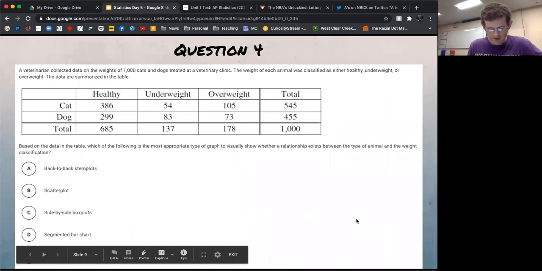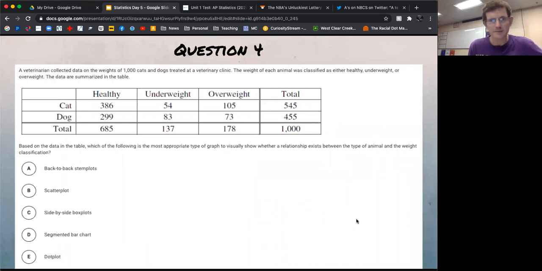Question 4, the only thing here, we don't even have to analyze this two-way table. We just need to figure out what the best display would be. And it's easy. You could go through and maybe convince yourself of everything here, but one thing to keep in mind is that two-way tables are just for categorical data. It's only categorical. So we need to find a categorical display.